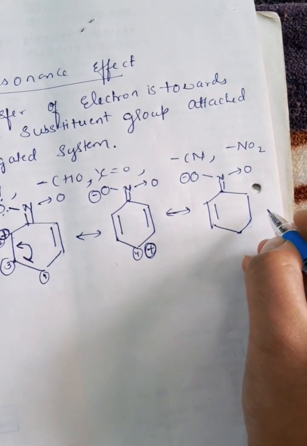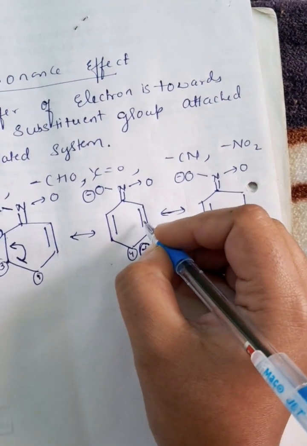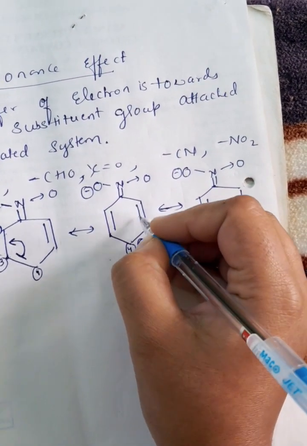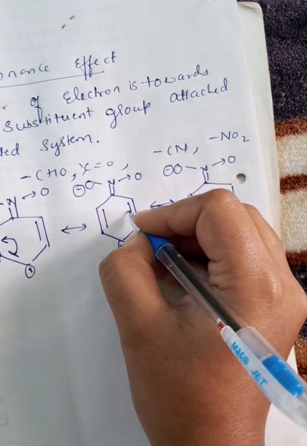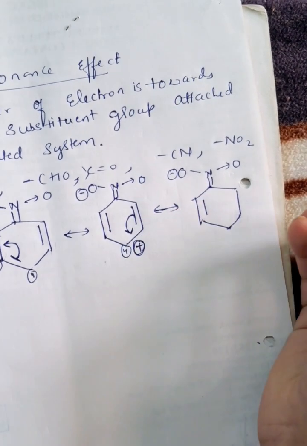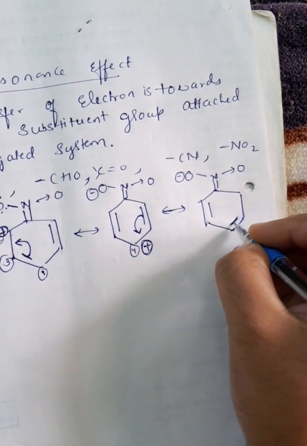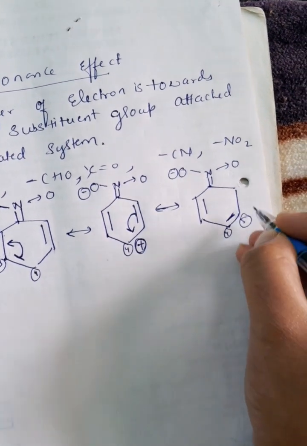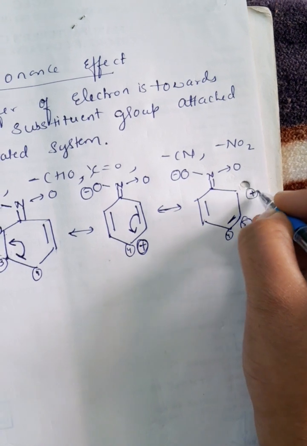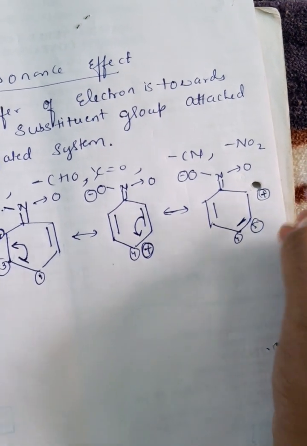So after that, what is going to happen? This positive charge is stabilized by this bond. So I will show the shift here. After showing the shift, you can just make a bond between carbon 4 and carbon 5. So exactly at carbon 6 you will get a positive charge now. Is that clear?